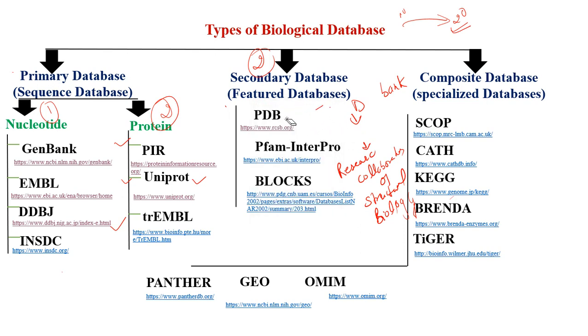You can find all the protein structures which are identified using X-ray or NMR methods. Mostly structures are identified by the X-ray crystallography method. I'll just show you how it looks.